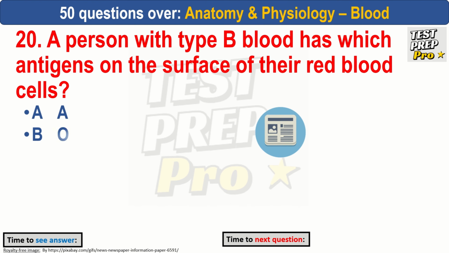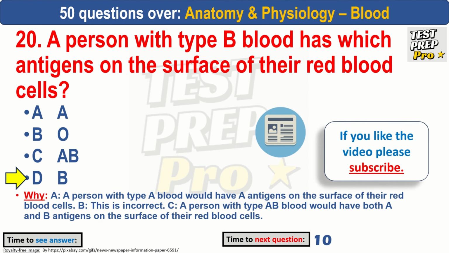A person with type B blood has which antigens on the surface of their red blood cells? Is it A antigens, O antigens, AB antigens, or B antigens? So what type of proteins do they have on the outside of their red blood cells? It would be B antigens, and that would mark them as belonging in your body. It's kind of like an ID badge, and you have it on the outside of the red blood cells saying that this red blood cell belongs in your body.